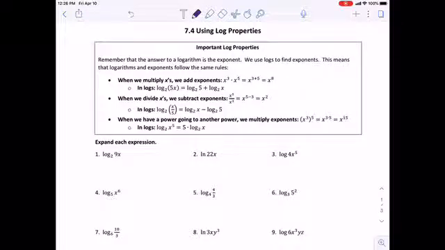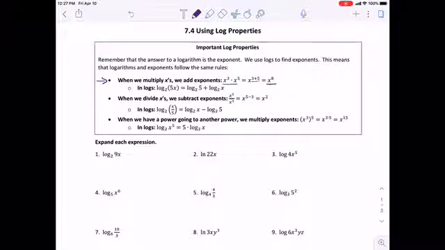So I've listed those rules here, and we're going to go ahead starting with this first rule, which is that when we multiply the x's, we add the exponents. So I have this example, x to the third times x to the fifth. When we multiply those x's, notice we add the exponents together, 3 plus 5, to get our answer of x to the eighth. Well, with logarithms, we do the exact same thing.